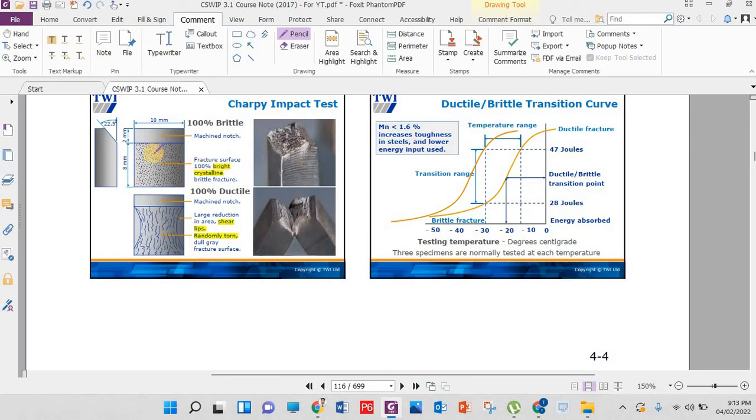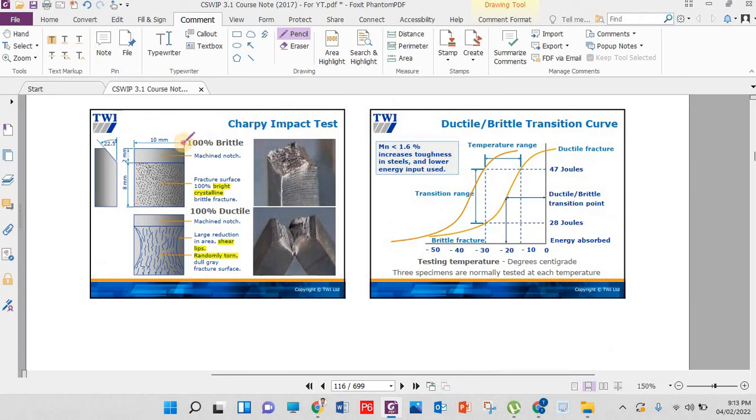If we have a 100% brittle material, what is this shape you can see in the microscopic structure? This is known as a crystalline structure, a bright crystalline structure. In the paper they will ask whether a structure with crystalline property is known as brittle, ductile, or transition. It is known as brittle if it has a crystalline structure.